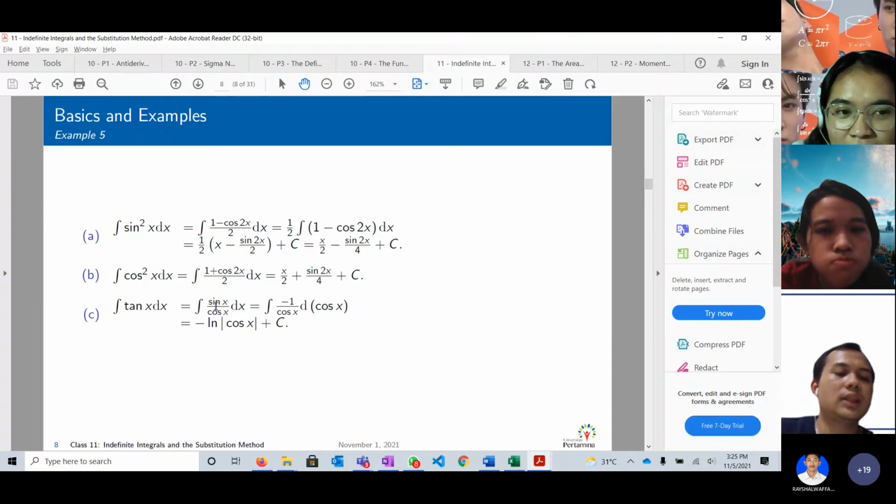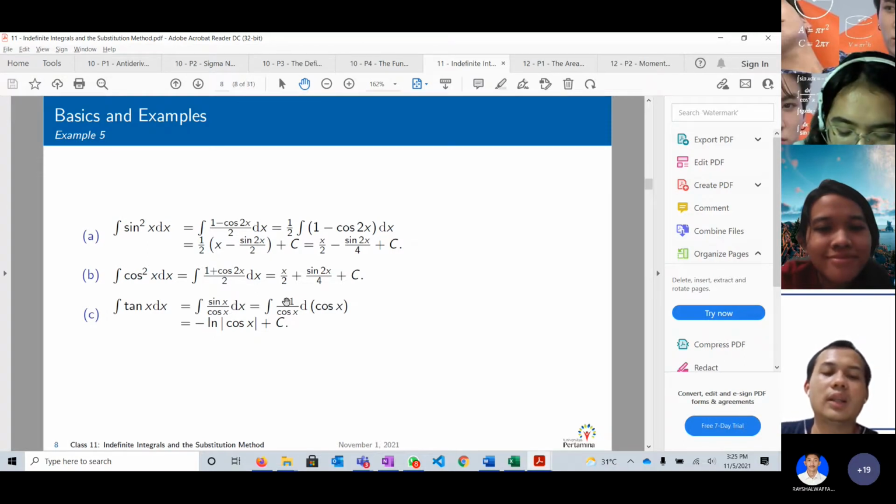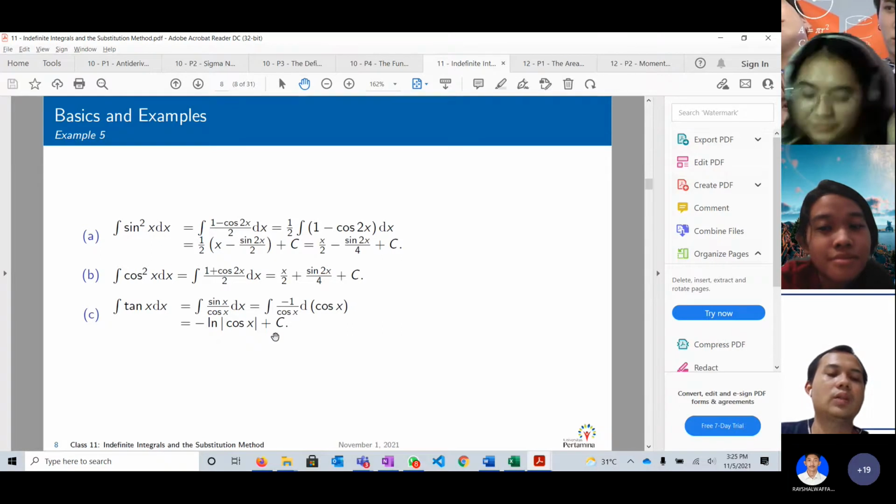Here we let u be cos x. Then the integral now becomes the integral of minus 1 over u du. So the integral is minus ln absolute value of cos x.